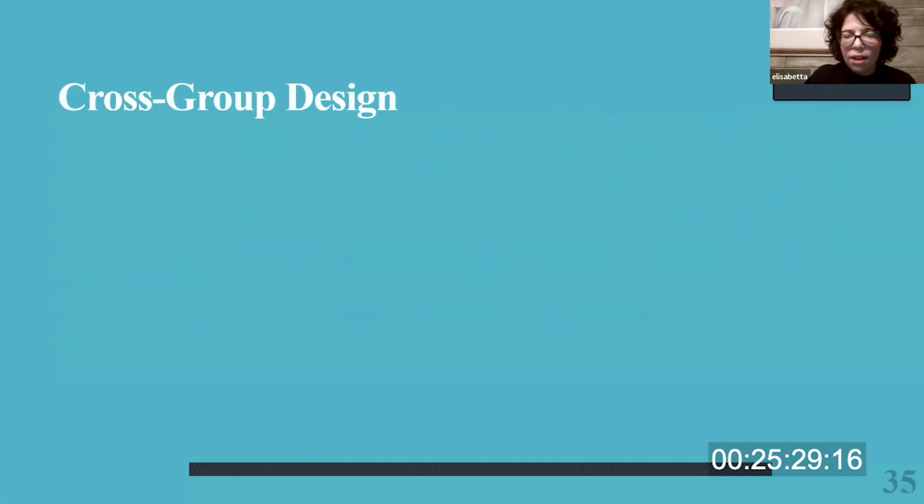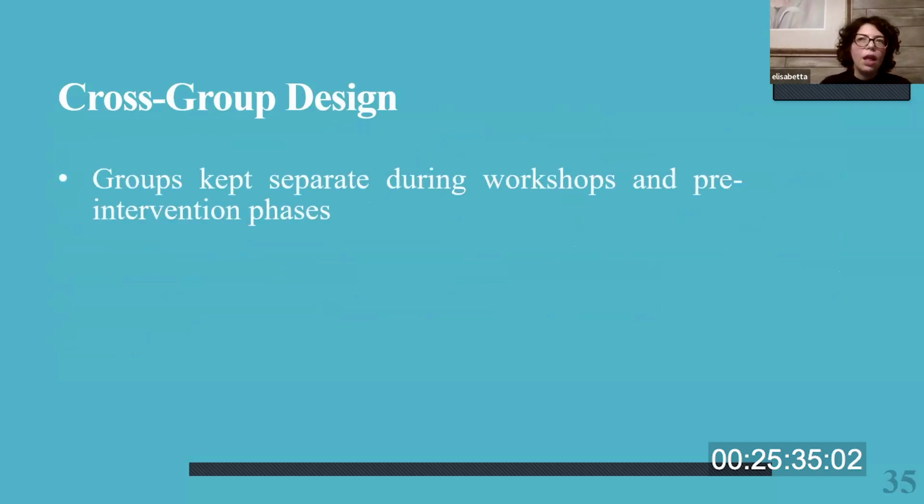And this is another very important aspect of the research, that is the cross-group design, because we will try to keep groups separated during the workshop and the pre-intervention phases. So we will have a 6 weeks workshop, of course, for families, clinicians, and educators, because I think that we need to change the language. Autistic people won't participate in the workshop, but they will be involved in designing the workshop.